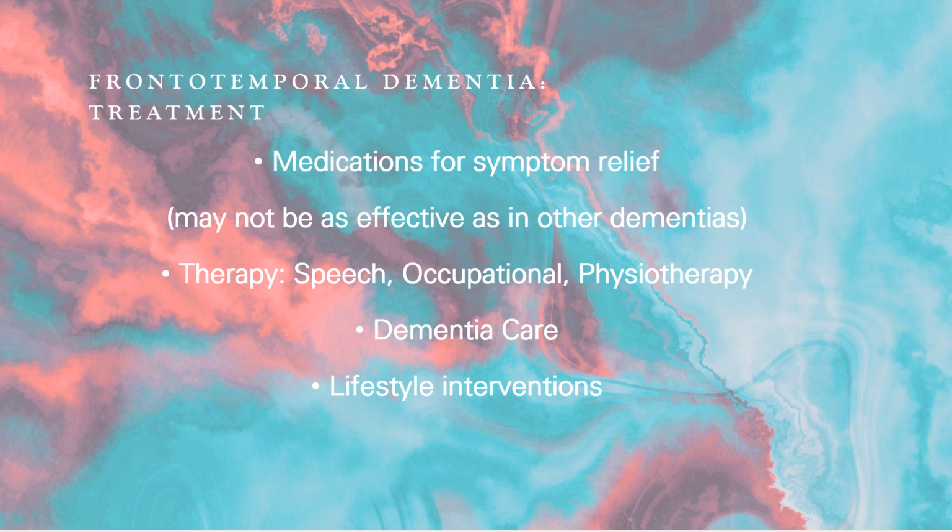Lifestyle interventions such as regular physical exercise, maintaining a healthy diet, and staying socially and mentally active may help to improve overall well being and cognitive function, although we know they won't halt the progression of the disease. Neurologic consultations are also important. A neurologist is a medical specialist who deals with diseases of the nervous system, including the brain, spinal cord, and nerves.